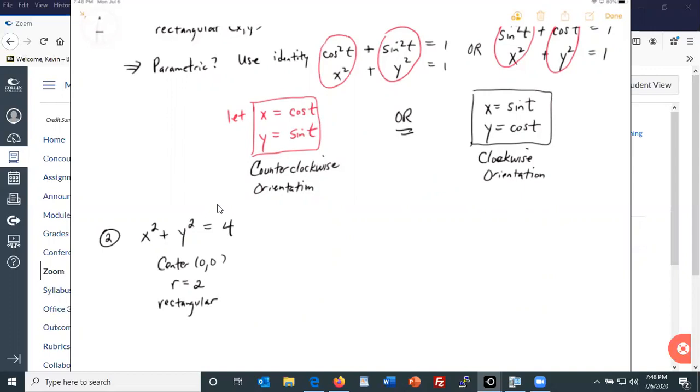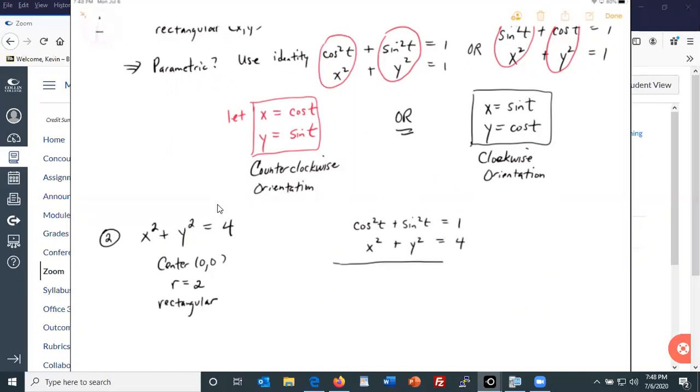All right, so let's use one of those trig equations. It doesn't really matter at this point. Let's not be concerned about clockwise yet. So we have cosine squared plus sine squared of t equals 1. Here we have x squared plus y squared equals 4.